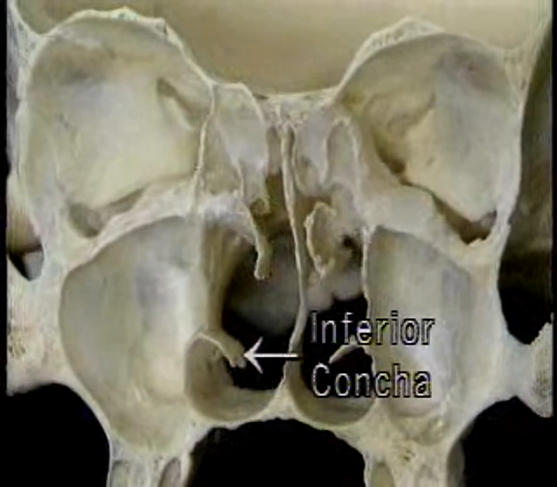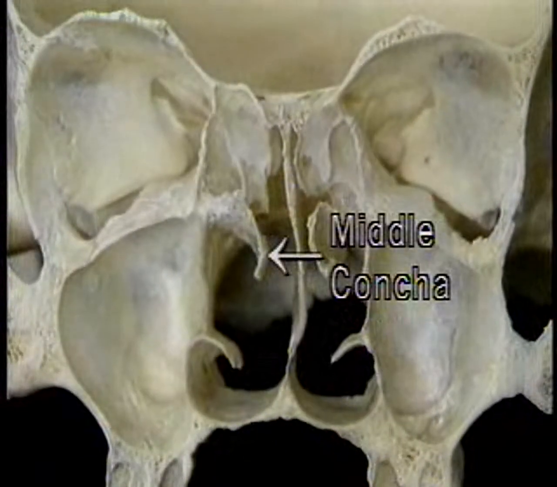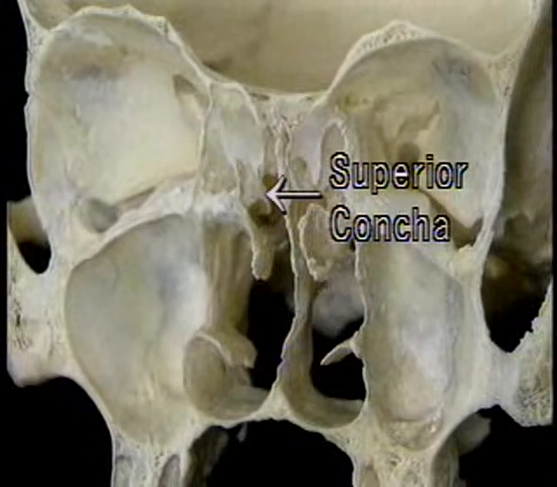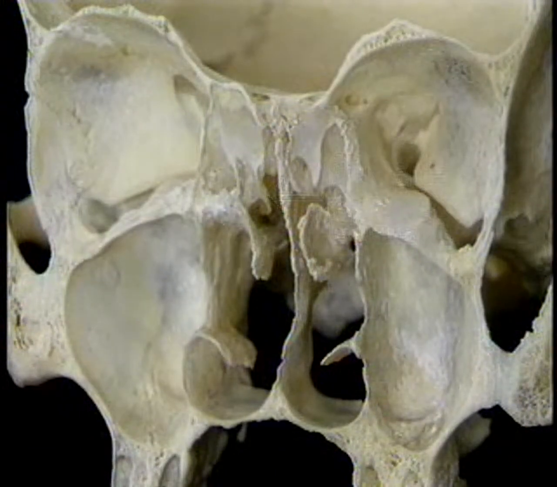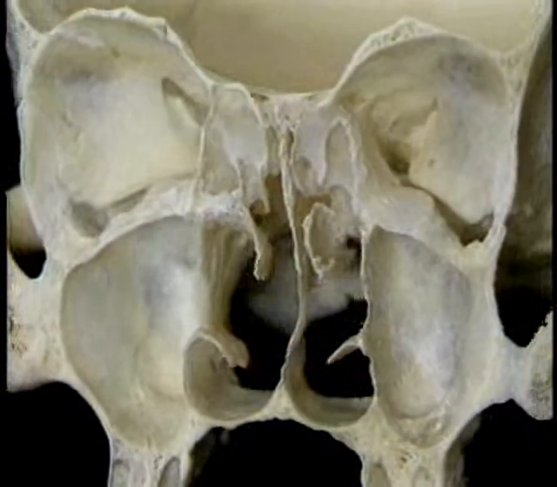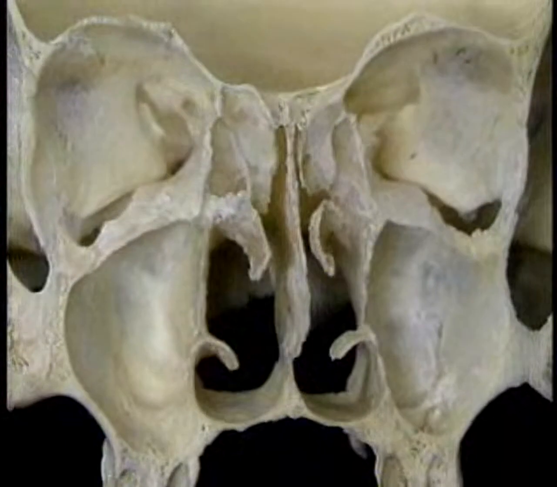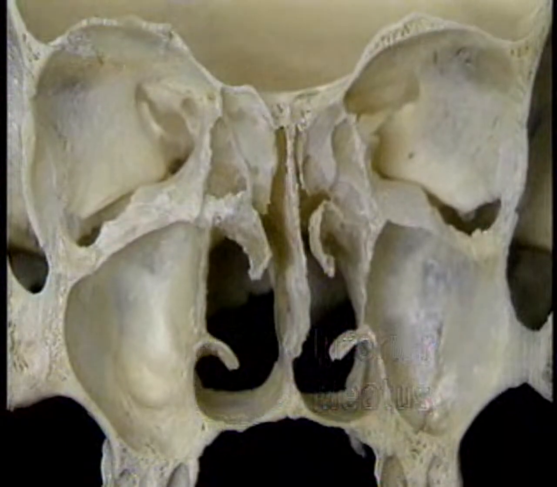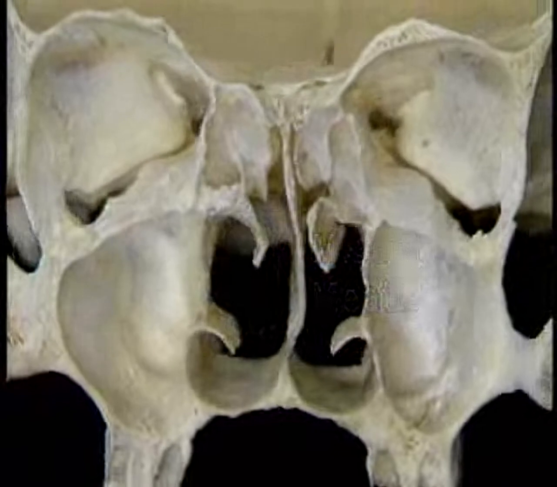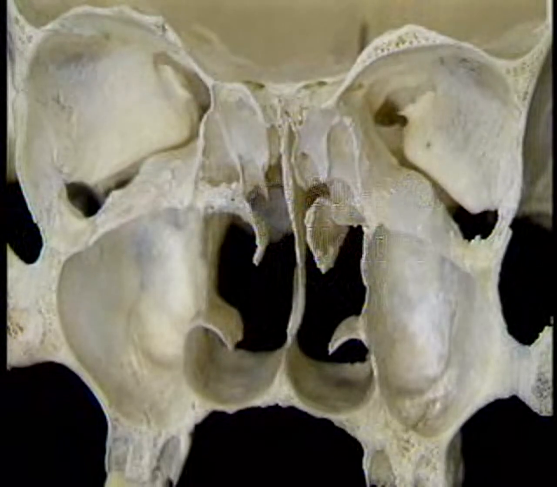This is the inferior concha, this is the middle concha, this is the much smaller superior concha. The three conchae partially divide the air passage into three parts: the inferior meatus, the middle meatus, and the superior meatus.